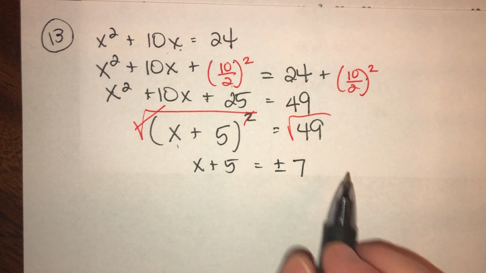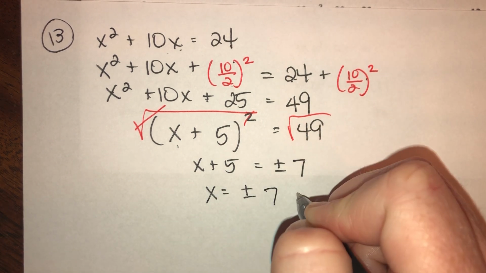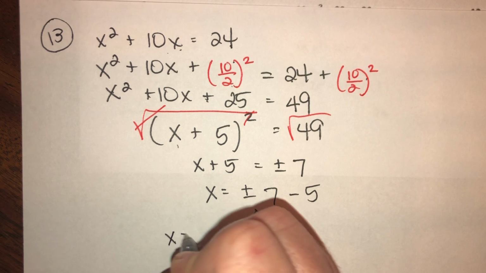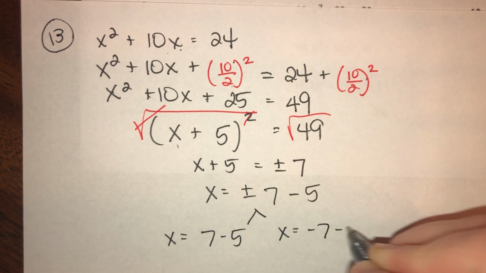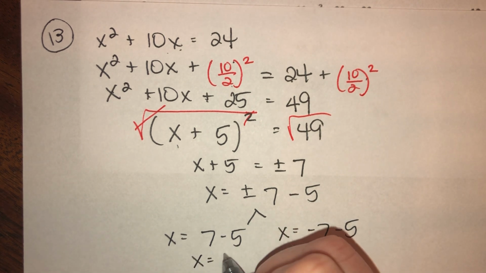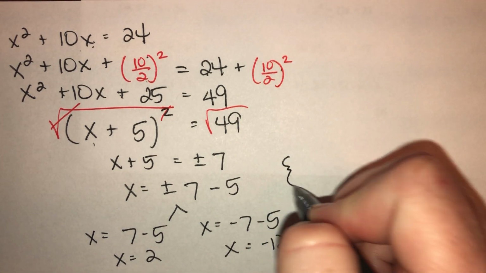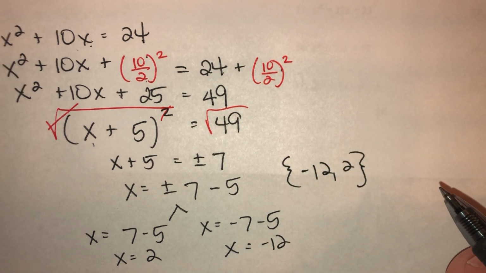Okay, then I want to subtract 5 from both sides. X equals positive or negative 7 minus 5. So then I want to separate these and see if I can solve for x. X equals positive 7 minus 5. X equals negative 7 minus 5. So x is either going to equal 2 or x is going to equal negative 12. In my solution set, I'm going to have negative 12, comma 2, and that's the work I did to get it.